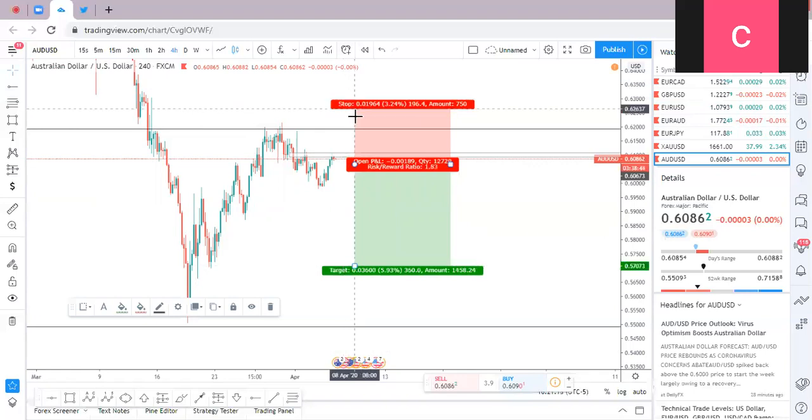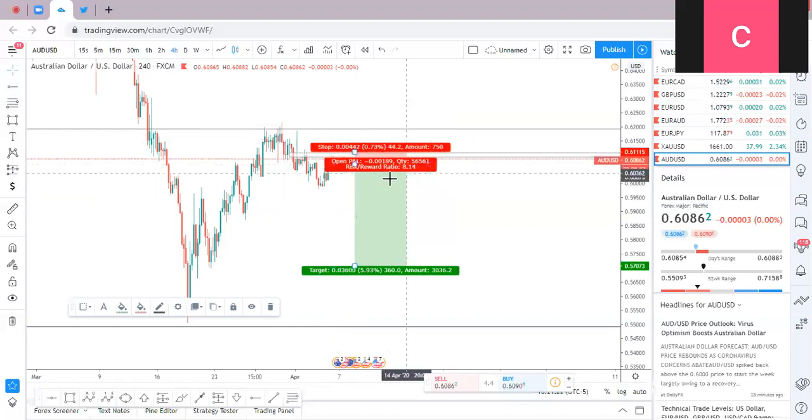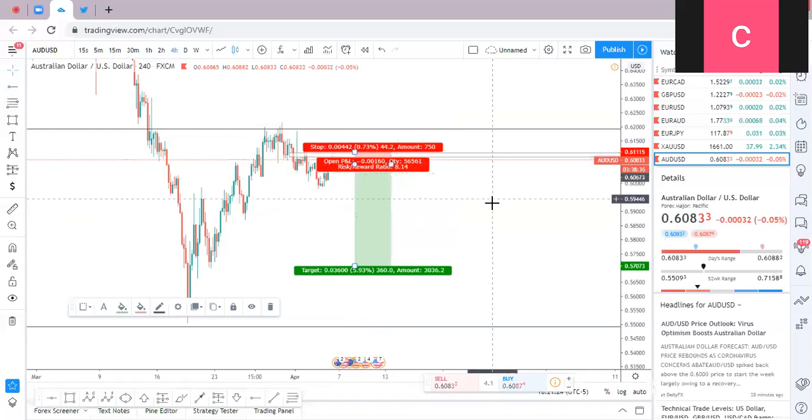So my stop loss will be above the 0.5 fib level area.